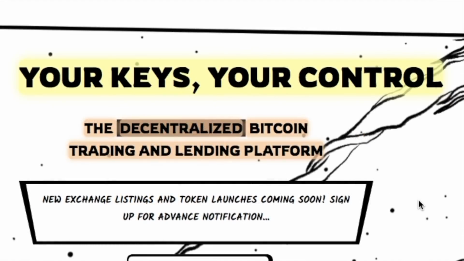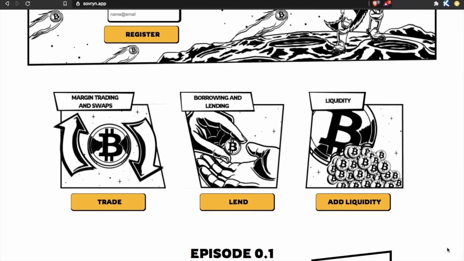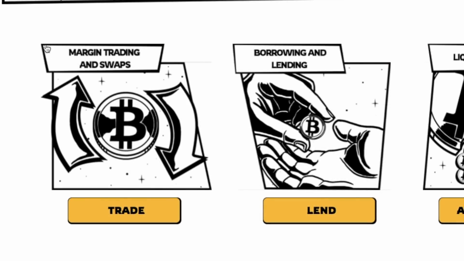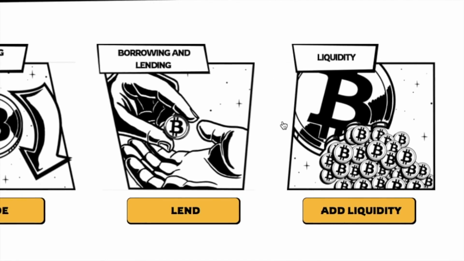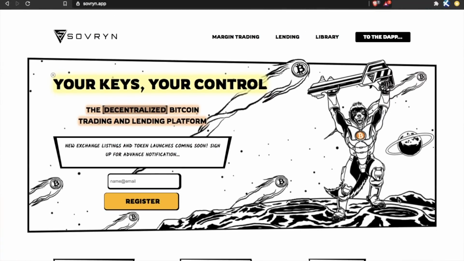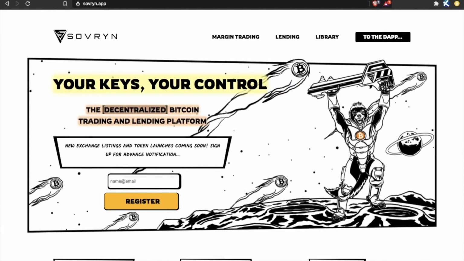Your keys, your control, the decentralized Bitcoin trading and lending platform. So it's DeFi on Bitcoin that is not KYC'd, you do not give up your keys, and much like the DeFi we're seeing built on other chains, Sovryn offers this and more. You have access to decentralized margin trading and decentralized swaps, decentralized borrowing and lending, and of course, decentralized liquidity. And I want to show you this personally. We are going to go right to the dApp where you can access these features. I'll take you through a little walkthrough, but let's keep going.